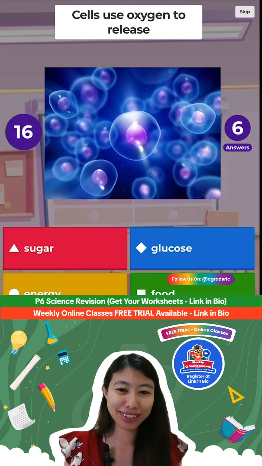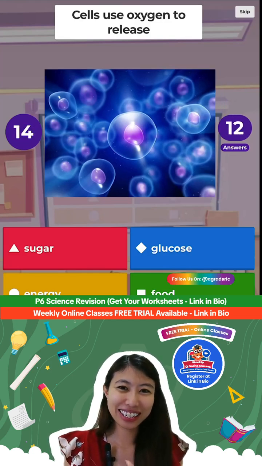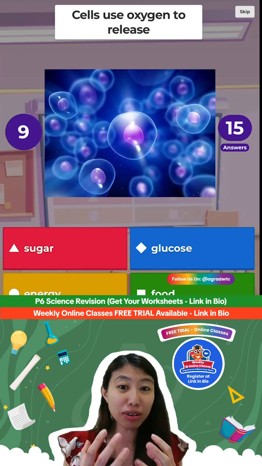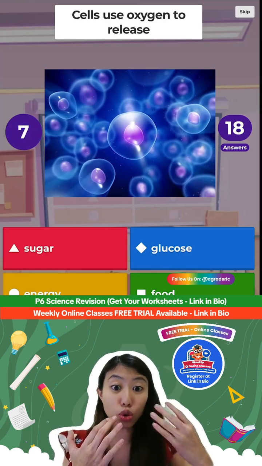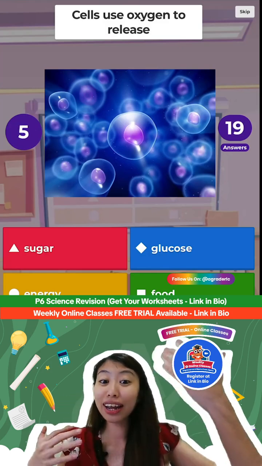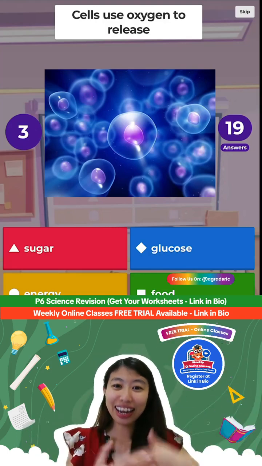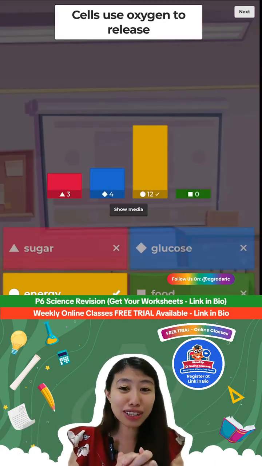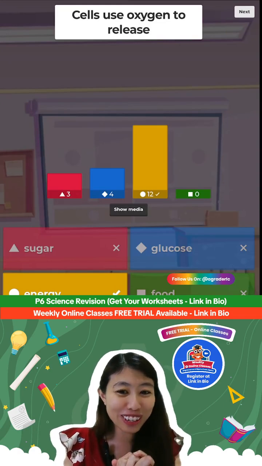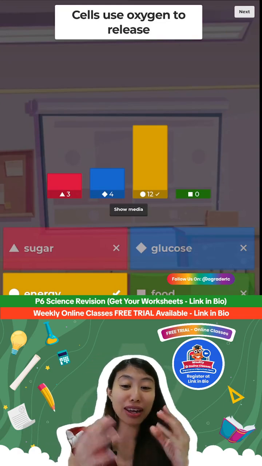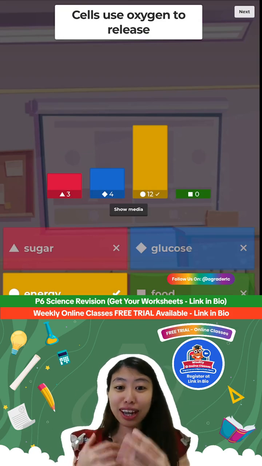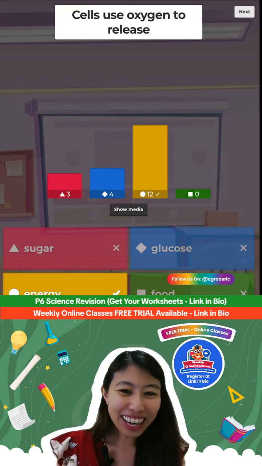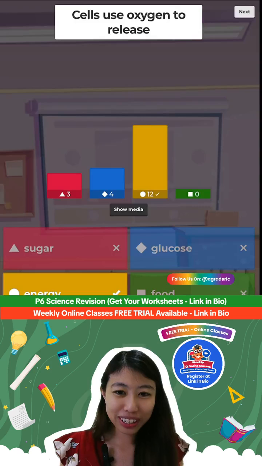This is a bit hard. Why do we need oxygen? To get energy during respiration. Yeah, remember, respiration is a process whereby we use oxygen and digested food to get energy. This one is a bit harder.